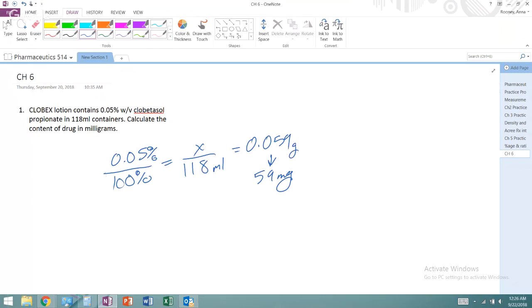And then you can do it a different way, which is 118 times 0.0005. No, there's one more zero. And then that will give you 0.059 grams. And that's also going to equal 59 milligrams. There's our answer.